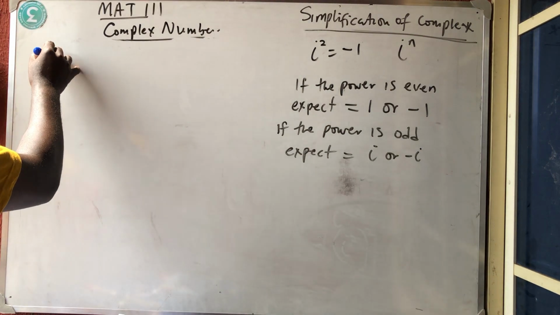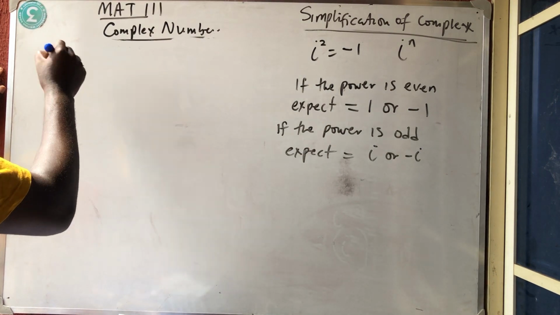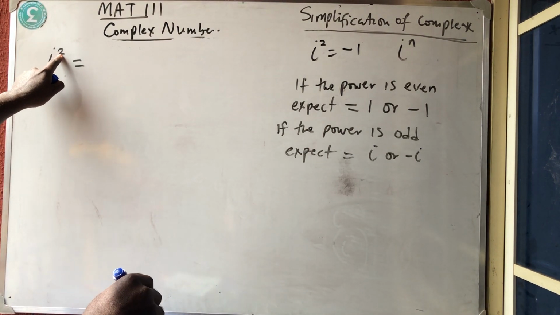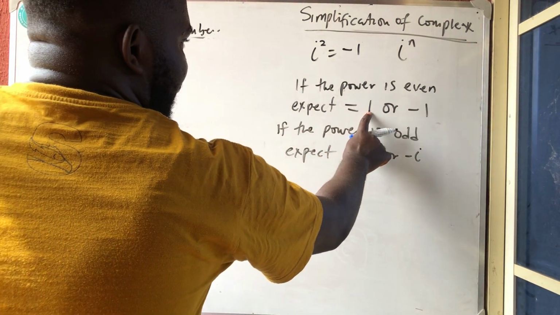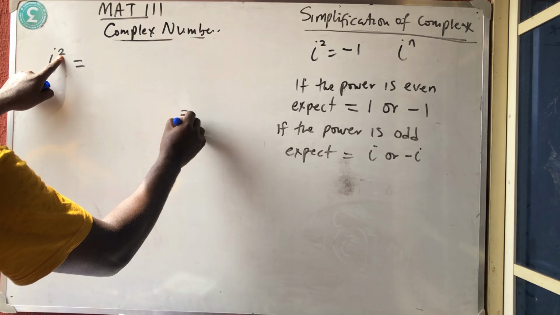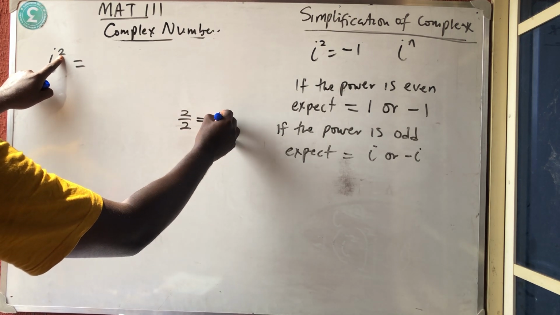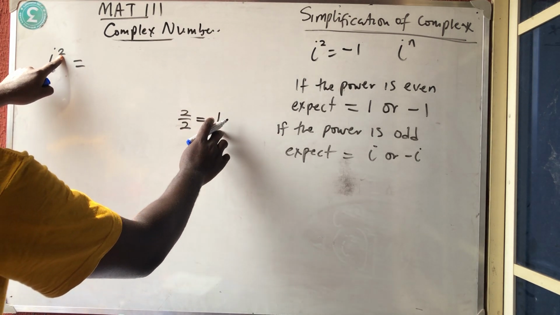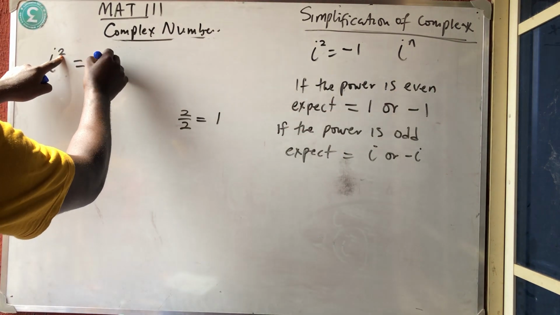Let's do it now. I have i raised to power 2. Now this is even number. So since it's even number, I'm expecting what? 1 or minus 1. Okay? Now the next thing I will now do is what? 2 divided by 2. I'm having 1. And this 1 is an odd number. So I will take the negative 1, which is minus 1.